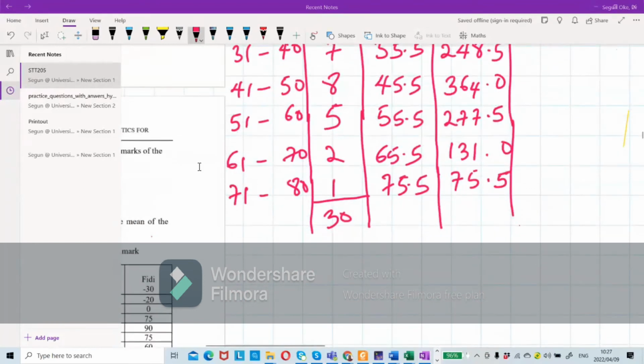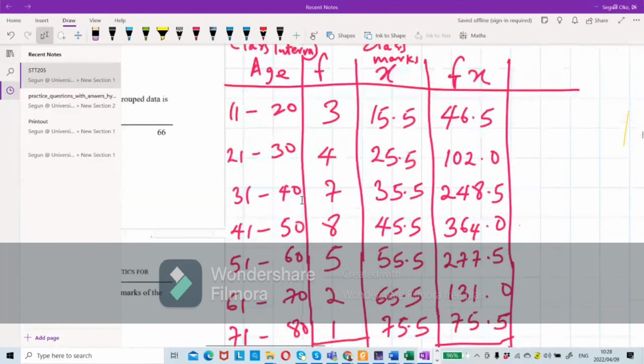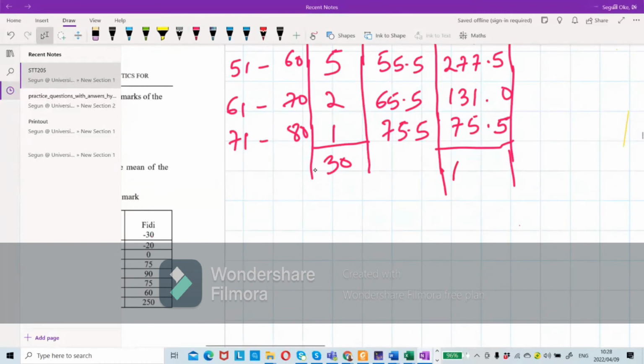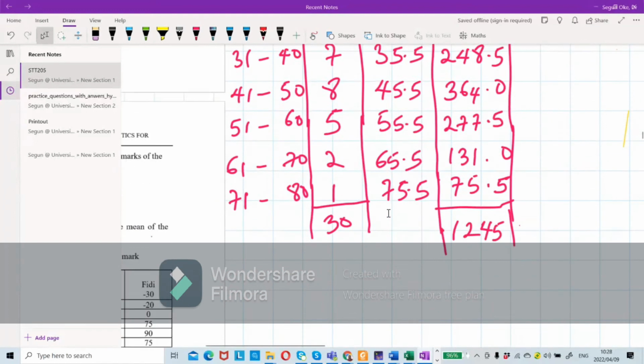So let's sum it together, please. What do we have? Then 1,245. 1,245.5. Do you have 0.5 again? No, sir. There's no 0.5 there. Please check.